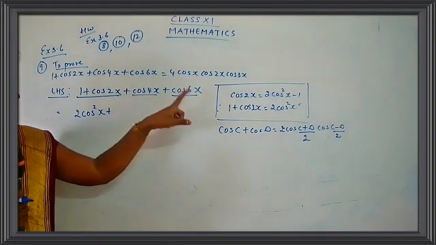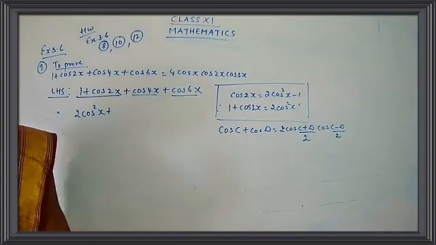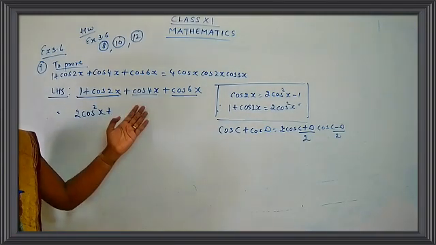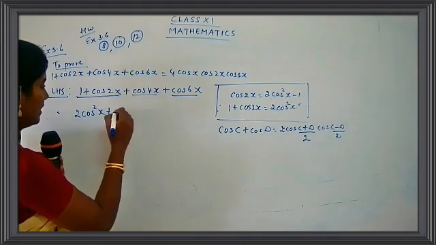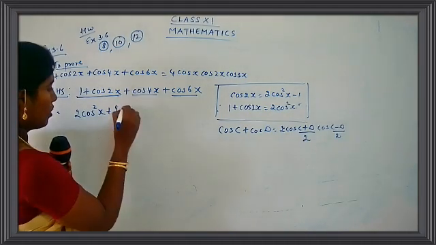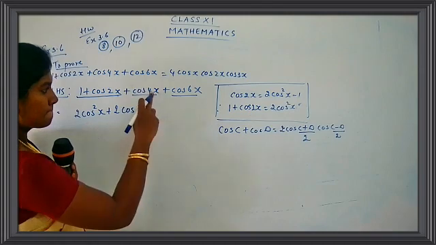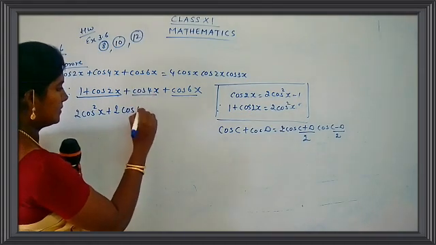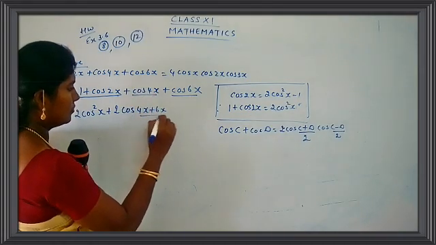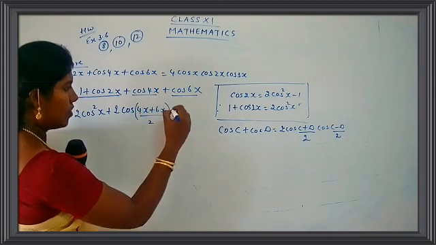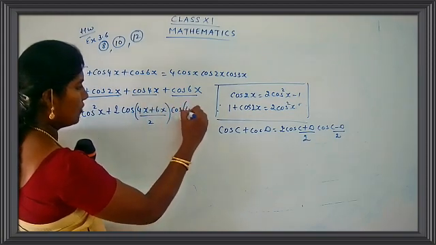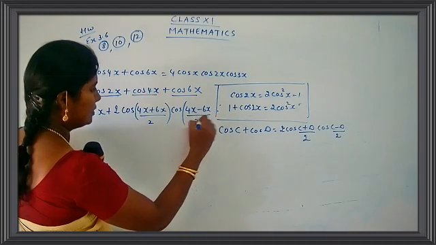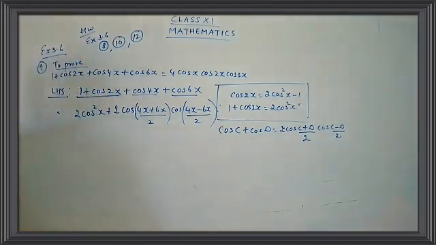4x c, d is 6x. Shall we apply the formula over here? Okay, so I'm just going to use the formula here. Plus 2 cos of 4x plus 6x by 2, then cos of 4x minus 6x by 2. So I get 2 cos square x plus 2 cos of 4x plus 6x by 2 cos of 4x minus 6x by 2.